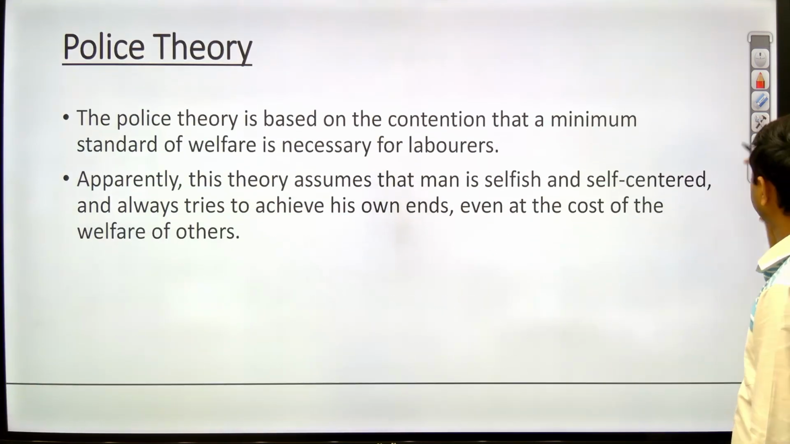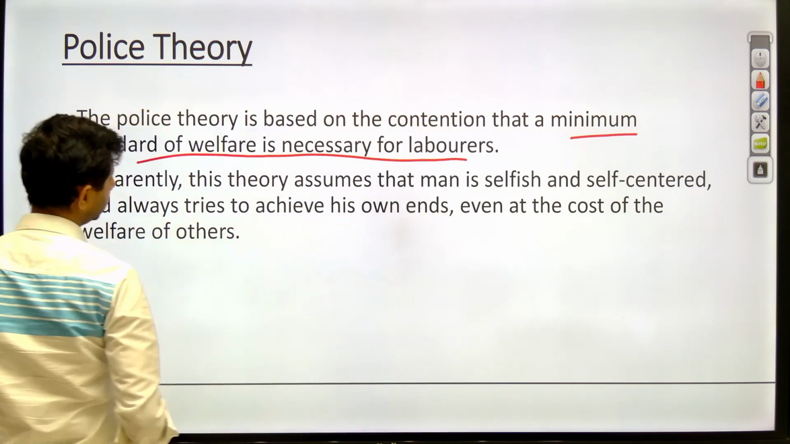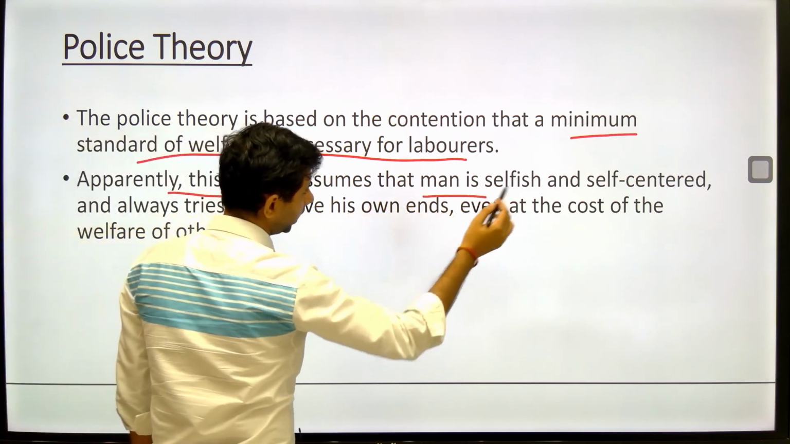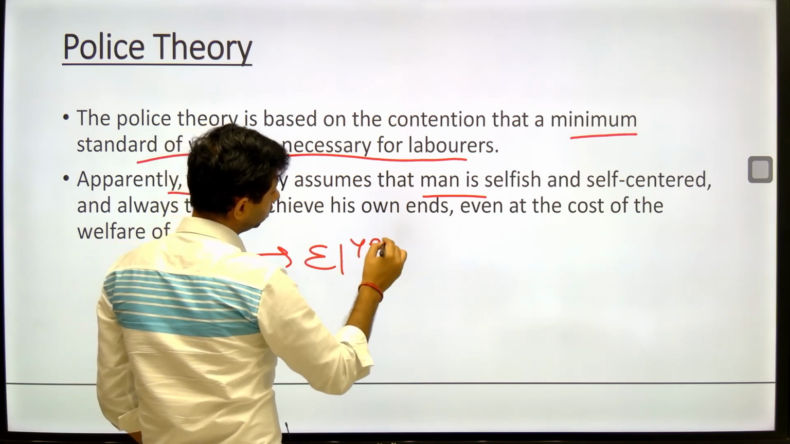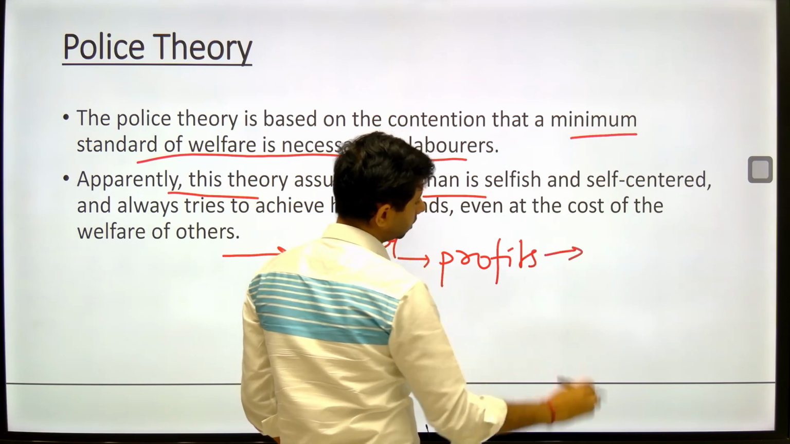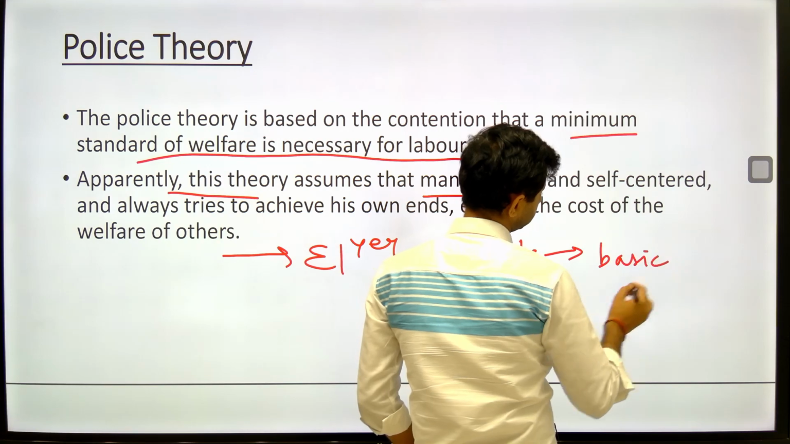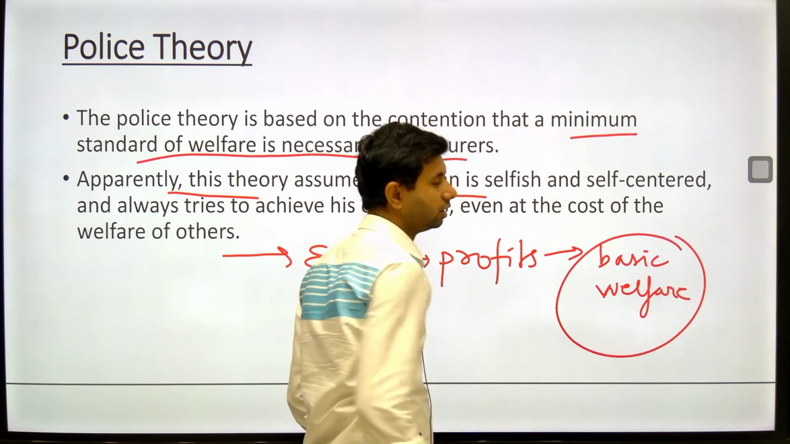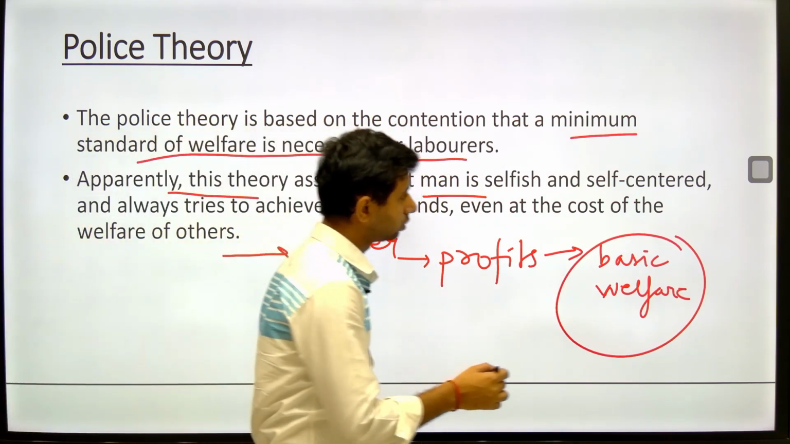So the police theory is based on the contention that a minimum standard of welfare is necessary for laborers, and since this theory assumes that man is selfish and self-centered, it thinks that employers, in order to increase their profits, will not give basic welfare to the workers unless they are told to by the police or the government. Okay, so this is what the theory is all about.